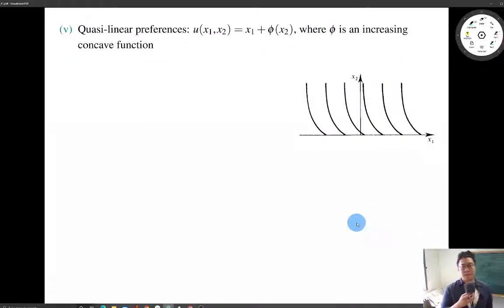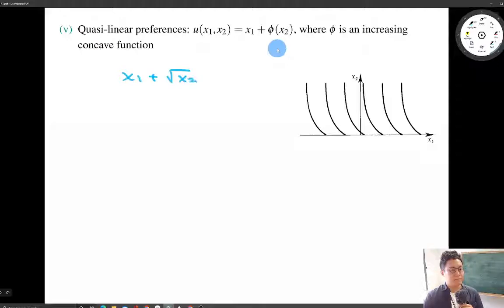And then the last example is quasi-linear preference. It takes this shape. One common example is x1 plus square root of x2. So it is linear with respect to one good, but non-linear with respect to the other good. So it is a quasi-linear preference. One property of this: we call the first good the numeraire, so the utility function is linear with respect to the numeraire variable.